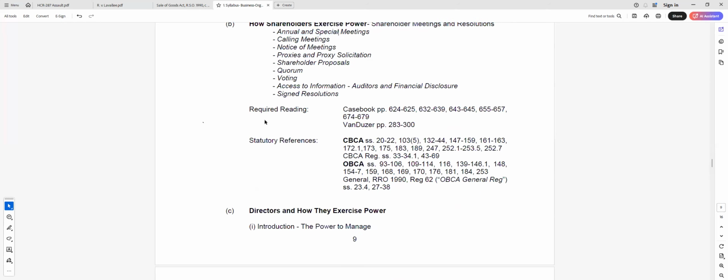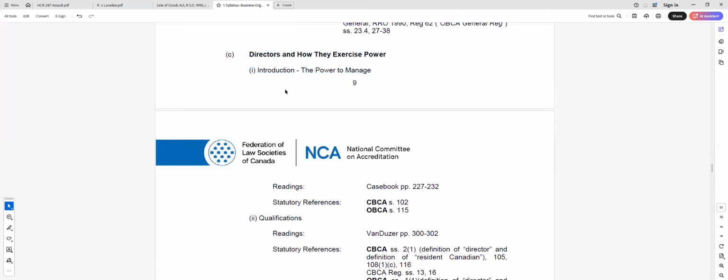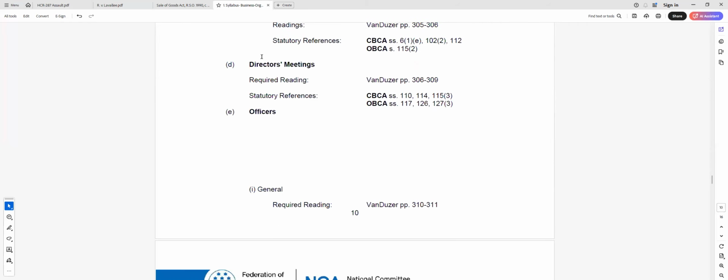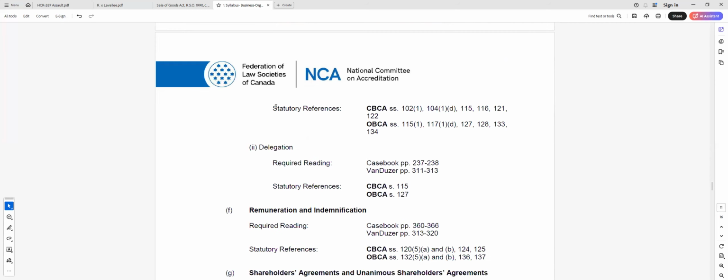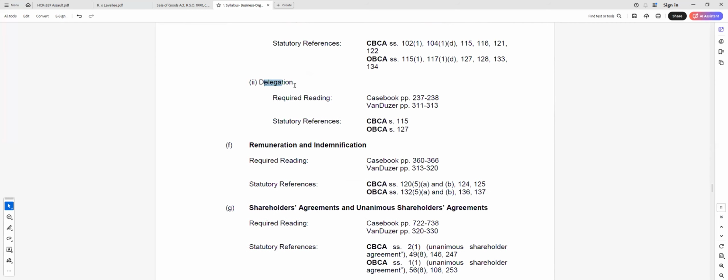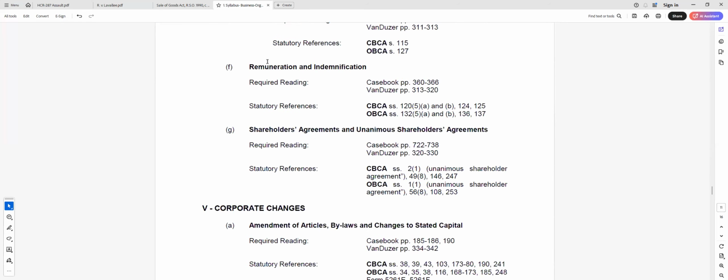So how will shareholders exercise it, how will directors exercise it, then what is a directors' meeting, who are the officers and how important they are, right? So chief operating officers, like that. So who are they, how do they work, how are they getting the delegated work, all those things we'll see. And remuneration, indemnification, indemnity, how much they indemnify for the company's work, that also we'll see.